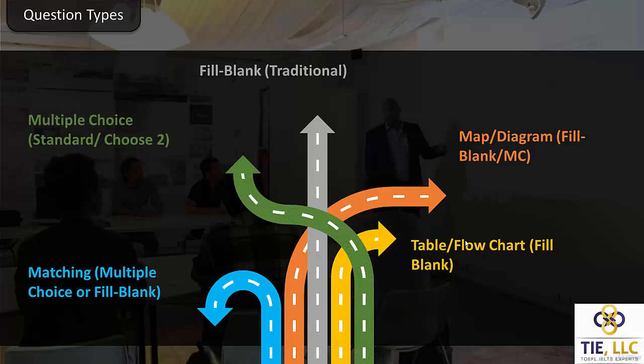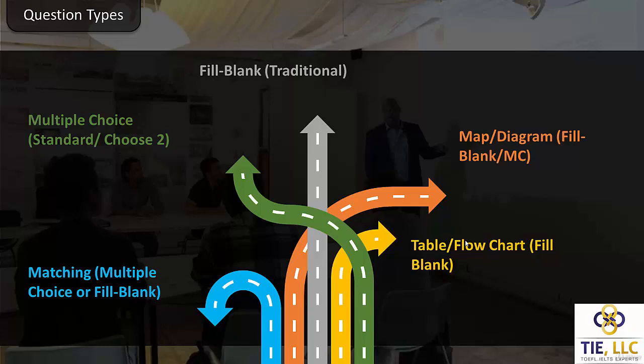They all are some variation of a fill the blank or multiple choice question. You have the fill the blank traditional question where it's a sentence that's either in the middle of the sentence, or a blank line at the end. You also have a map or diagram, which could be fill the blank or multiple choice. You have a table or flow chart, which is fill the blank. You have the multiple choice standard, where you have to pick one answer, A, B, C, or D, or you have the multiple choice choose two, where you have to choose 2 correct answers from choices of 1, 2, 3, 4, 5, or A, B, C, D, E.